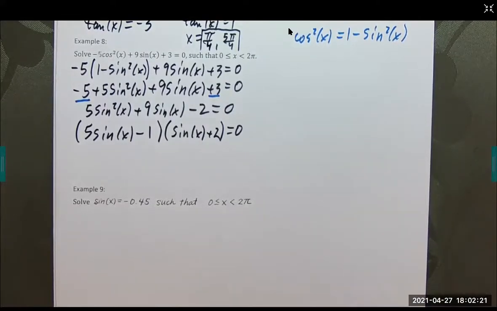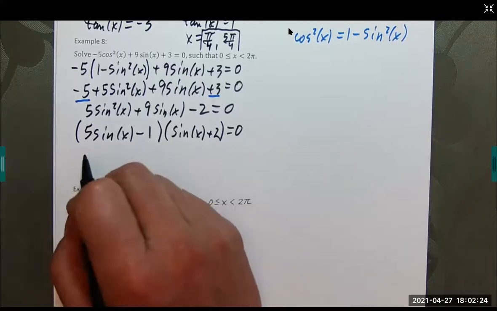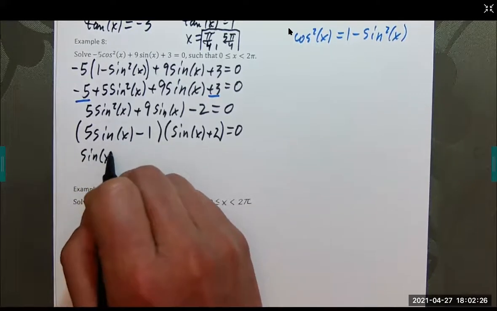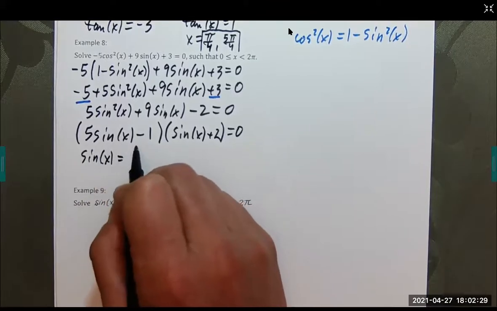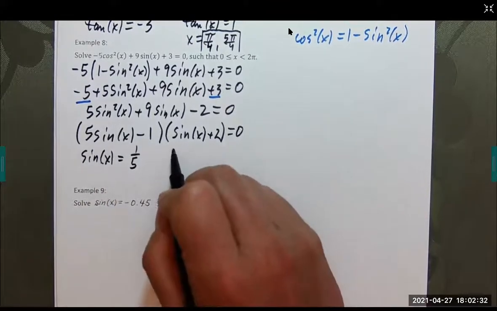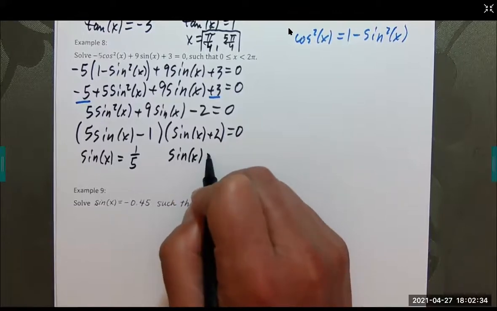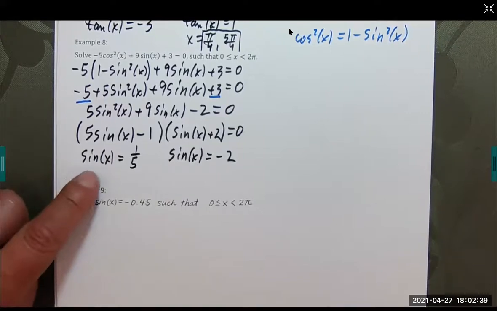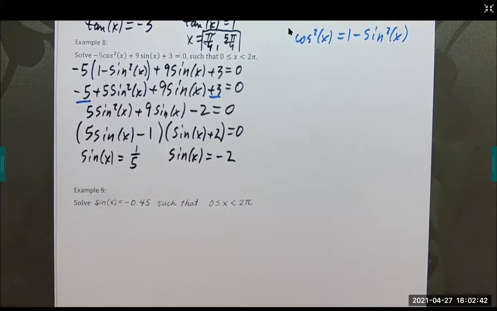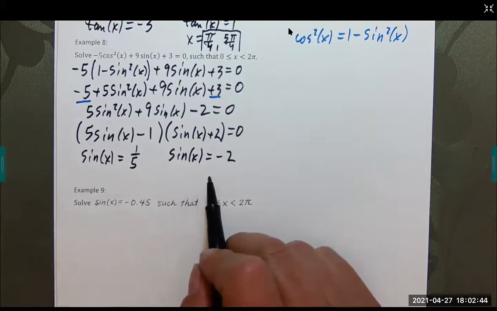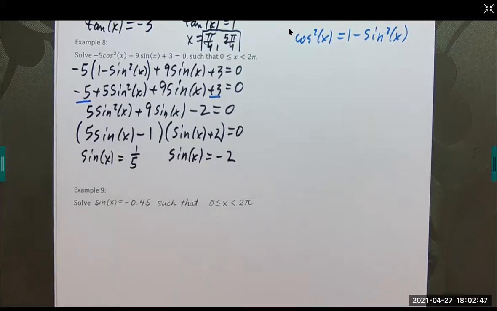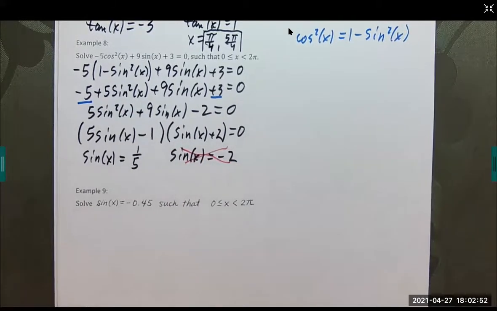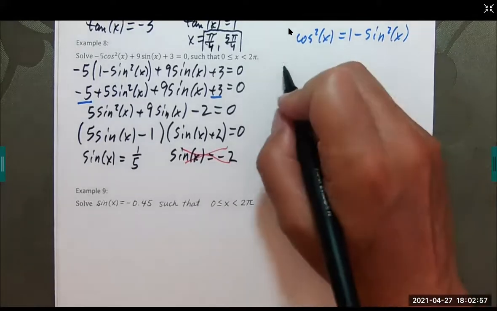Now what I'm going to do is set each one of these equal to 0. I'm going to add a 1 and divide by 5. Here, I'm going to subtract a 2. Before I get going on this one, I'm going to have to use the calculator again with some of the same logic we used for the previous one. Sine of x cannot equal anything bigger than 1 or less than -1. So right away, this one is out. I don't have to do anything with it. If it's bigger than 1 or less than -1, don't have to worry about it.